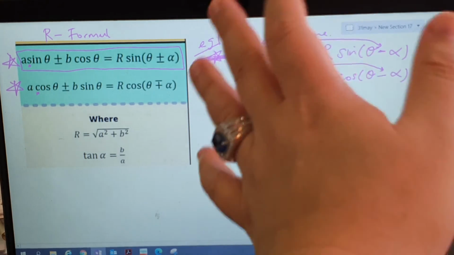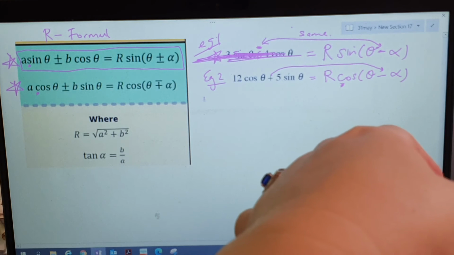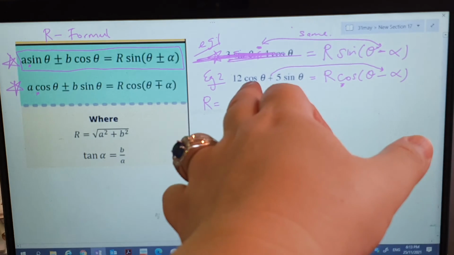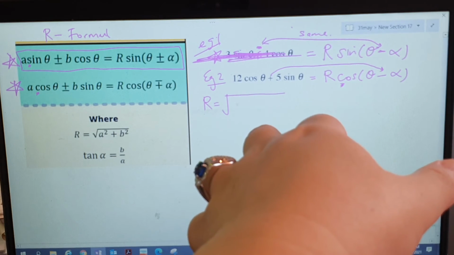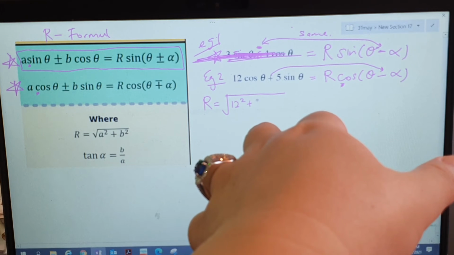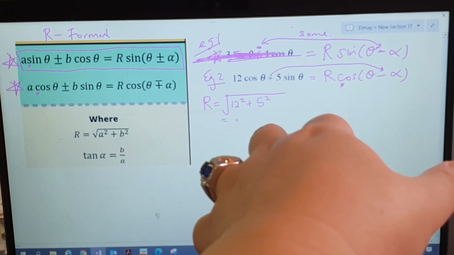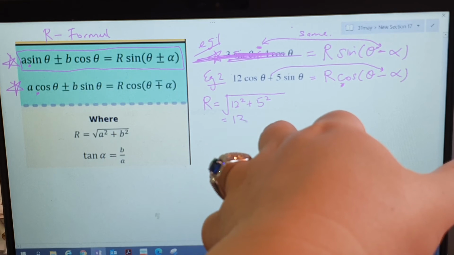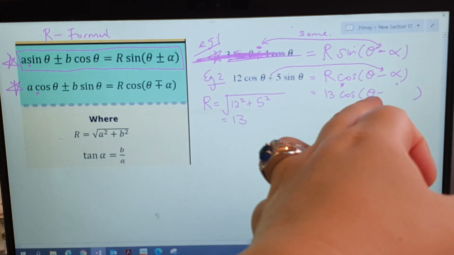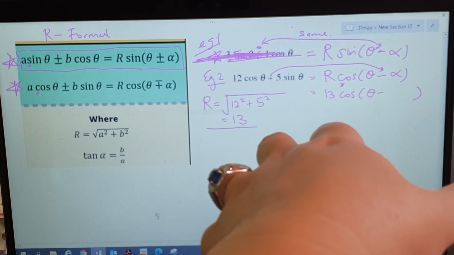Now your job is very simple. Your job is just to find R, which is something like Pythagoras theorem. This will give you 13. So you know it's 13 cosine of something. Your job is just to find this something. How to find this something?